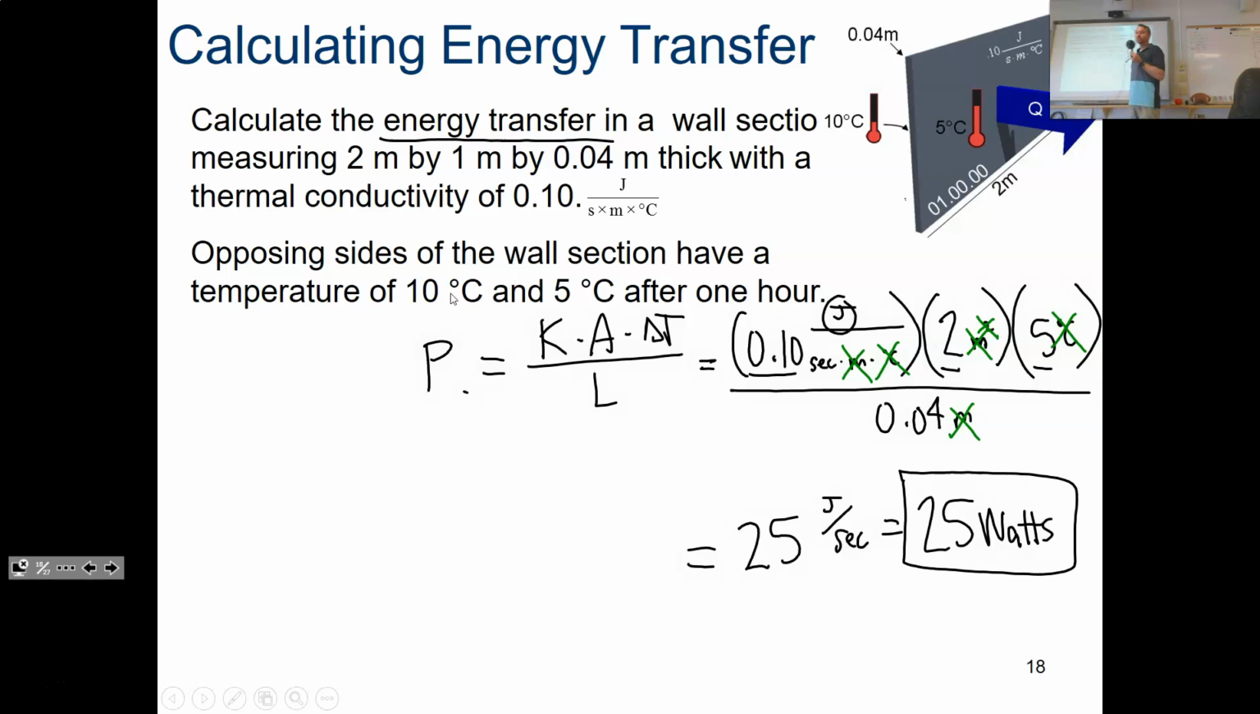So this wall, I'm losing 25 joules of energy every second through this wall. The energy traveling through my wall, 25 joules every second. So every second, my heating system has to replace that. Oh, put another 25 in. Oh, put another 25 in. How much energy is going through?